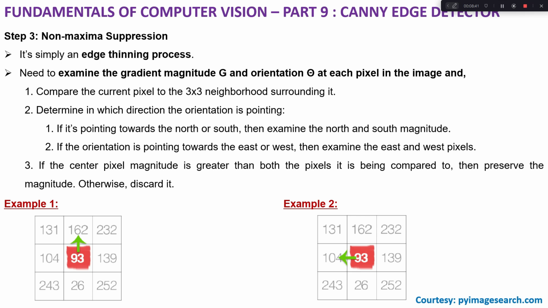In non-maxima suppression, from the name itself, we need to find the maximum value, and that maximum value should be retained while the non-maximum values should be eliminated. So what is that maximum value? Here we are not talking about the intensity, we are talking about the gradient value. The gradient is how much intensity variation there is, right? So we need to compute the gradient magnitude for each and every pixel, and also compute the orientation theta for each and every pixel. And after computing the gradient magnitude and gradient orientation, we need to do certain steps.